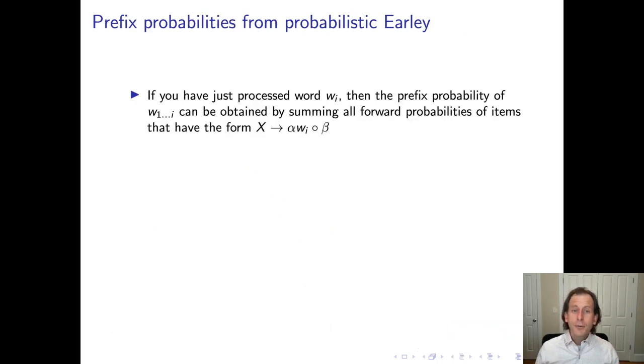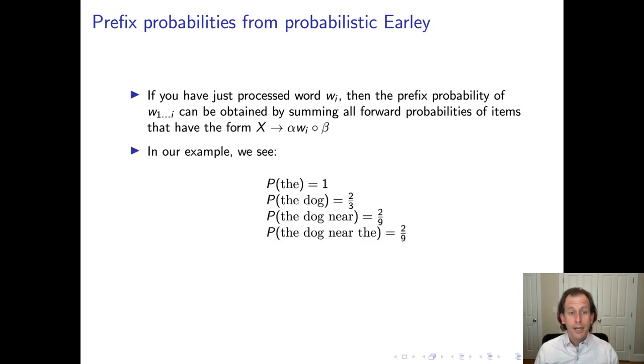So if we have just processed word w sub i, then the prefix probability of w1 through i can be obtained by summing all of the forward probabilities of items that result in the chart that have the form something goes to a set of completed goals, followed by w sub i as a completed goal, followed by some possibly empty set of completed goals. And so that gives us the resulting prefix probabilities.